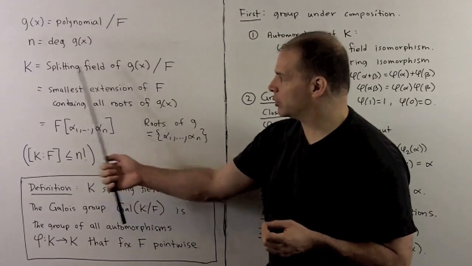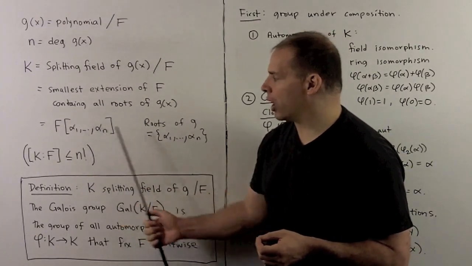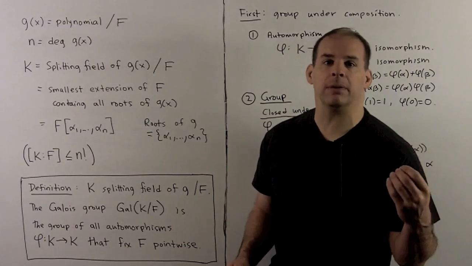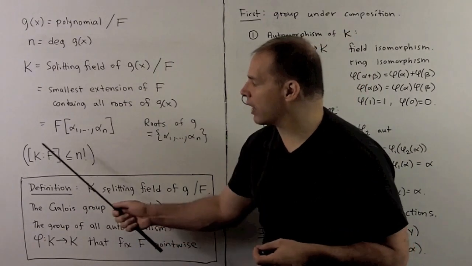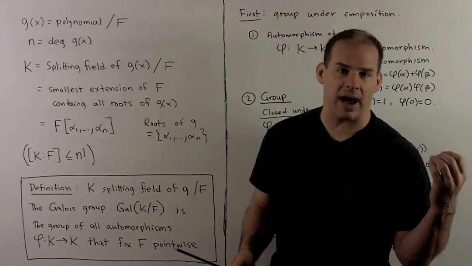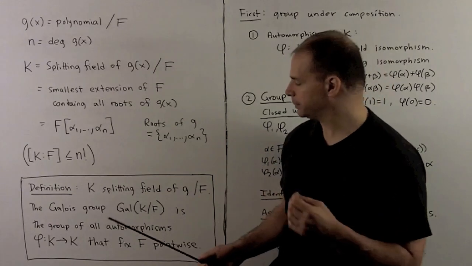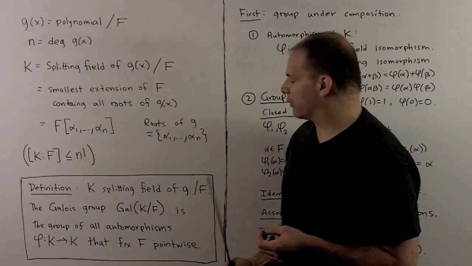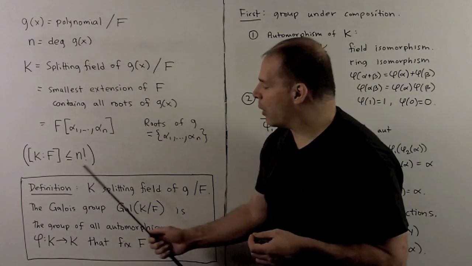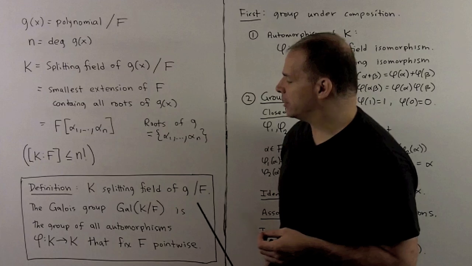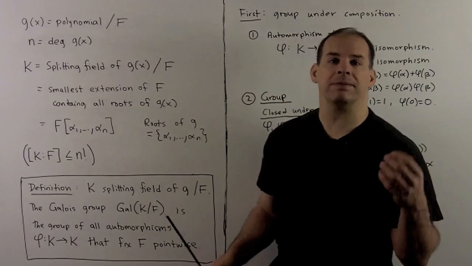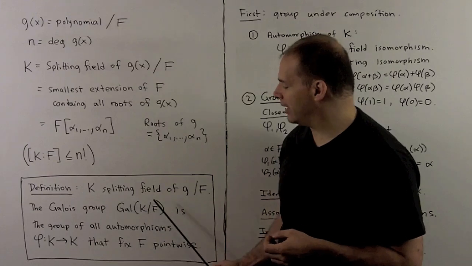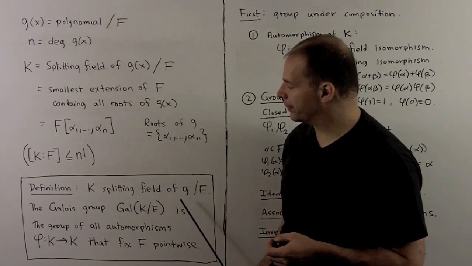The simplest way to express the splitting field: we take F and we just adjoin all the roots. If I want control over the size of the splitting field, we note the degree of K over F is always less than or equal to n factorial. Now, definition: we have K a splitting field of g over F. We'll define the Galois group of K over F to be the group of all automorphisms of K that fix F pointwise. Then we denote this with Gal(K/F).